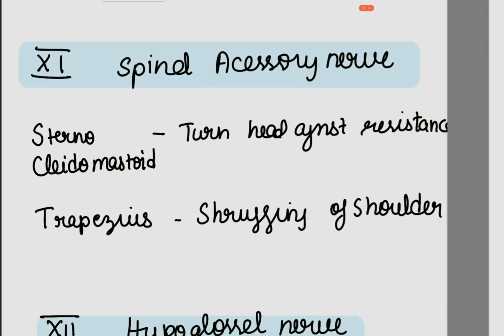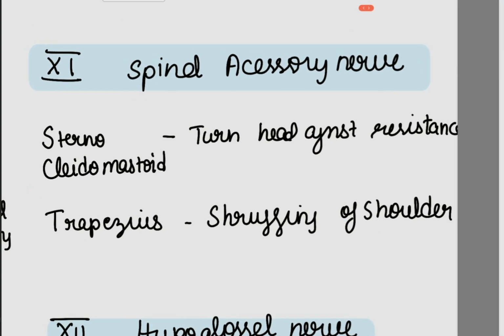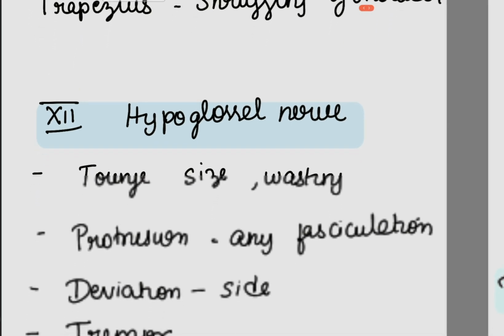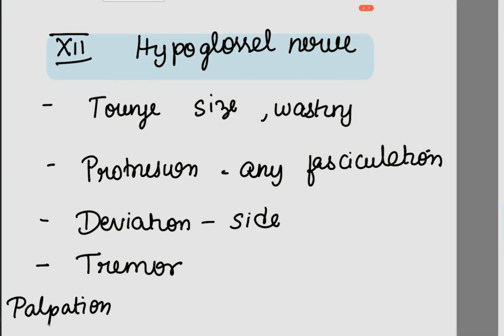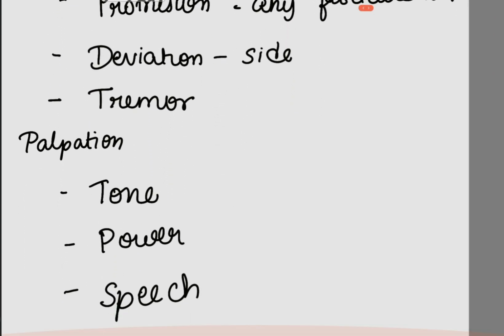Then we'll look at the next nerve, the spinal accessory nerve: sternocleidomastoid, turn head against resistance; trapezius, shrugging of shoulder against resistance. Then we have the hypoglossal nerve: tongue size, look at the wasting of the tongue, protrusion, look for any fasciculation. Then deviation, if the tongue is deviated to any side. Then we have tremors of the tongue, palpation, look for tongue tone, power, and speech.